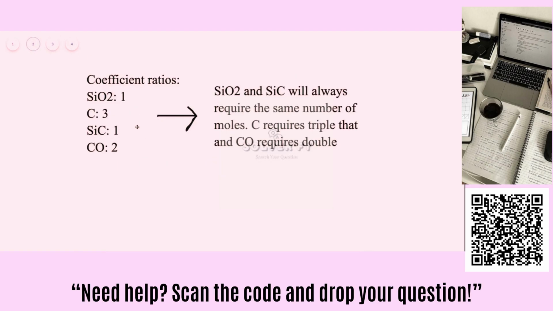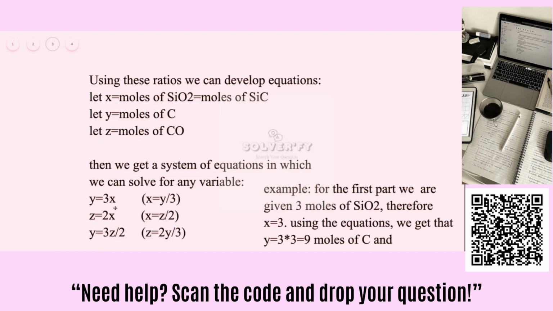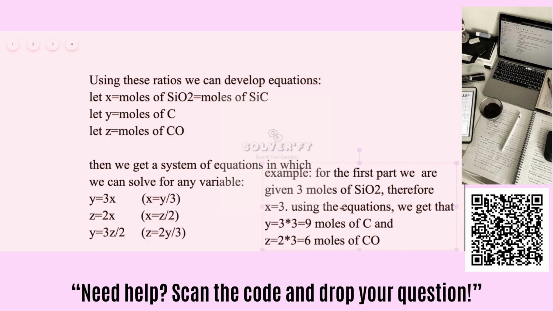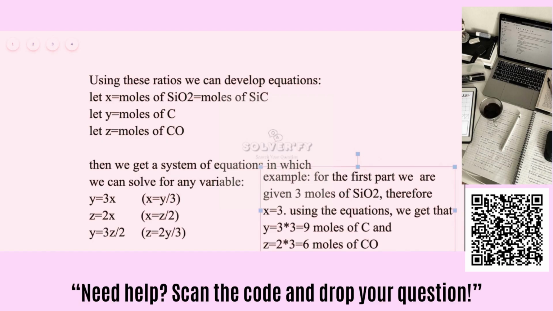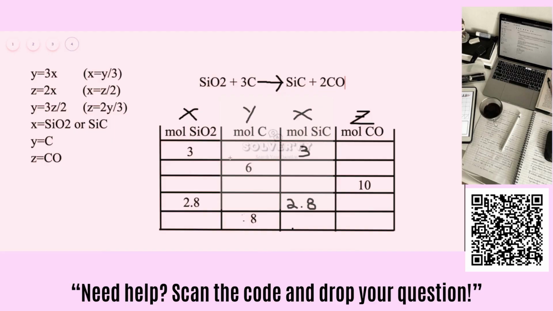Similarly, carbon monoxide is always going to have twice as many as SiC or SiO2. So Z will be 2 times X. Divide by 2, you get X equals Z over 2. And lastly, for the coefficients of 3 carbons to 2 carbon monoxides, we'll look at it like Y equals 3Z over 2. So an example here, we're given 3 moles of SiO2 for the first box in this problem.